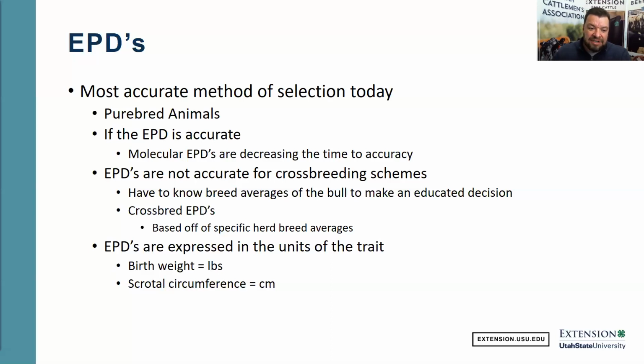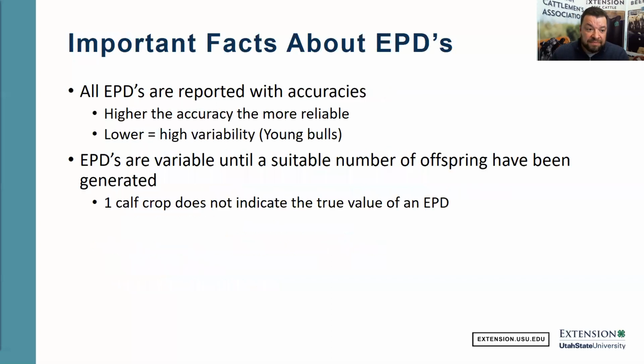Now, the thing to remember about EPDs is they're expressed in units of the trait. So, if we're looking at birth weight, it's in pounds. That EPD is relative in pounds. So a +1 EPD for birth weight would mean that bull's offspring are expected to be 1 pound heavier than the breed average birth weight. Something like scrotal circumference, which is measured in centimeters, a +1 EPD for scrotal circumference means the offspring of that bull are expected to have 1 centimeter larger scrotal circumference than the breed average. But remember, scrotal circumference is an indicator trait. So the larger the scrotal circumference, the earlier the age of puberty that bull's daughters will have as well.